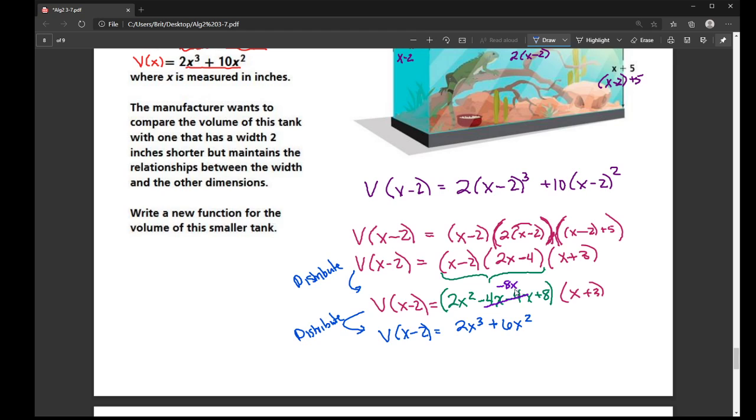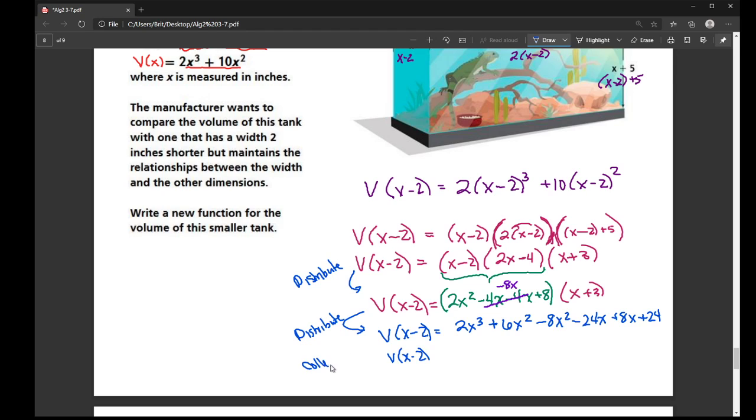Now I'm doing negative 8x times each of those. So negative 8x times x is negative 8x squared. And negative 8x times 3 is negative 24x. And now I'm going to do it with the constant. So 8 times x is 8x, and 8 times 3 is 24. And then we just have to collect like terms here.